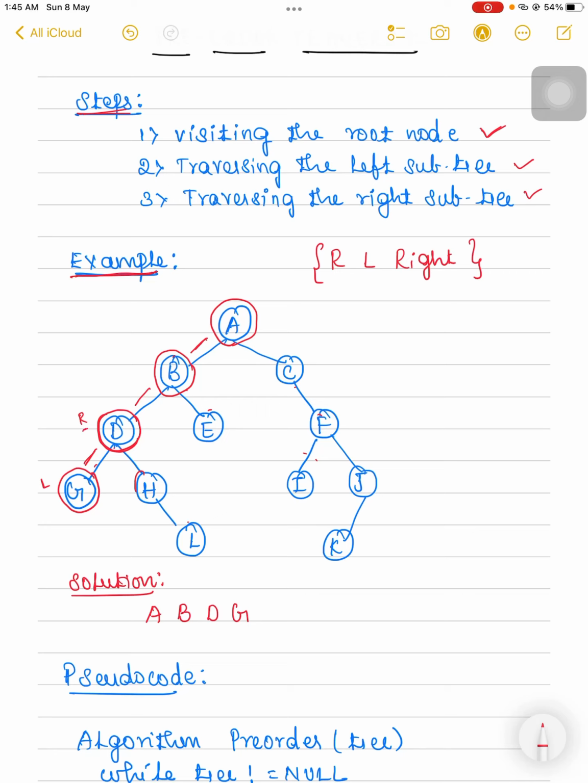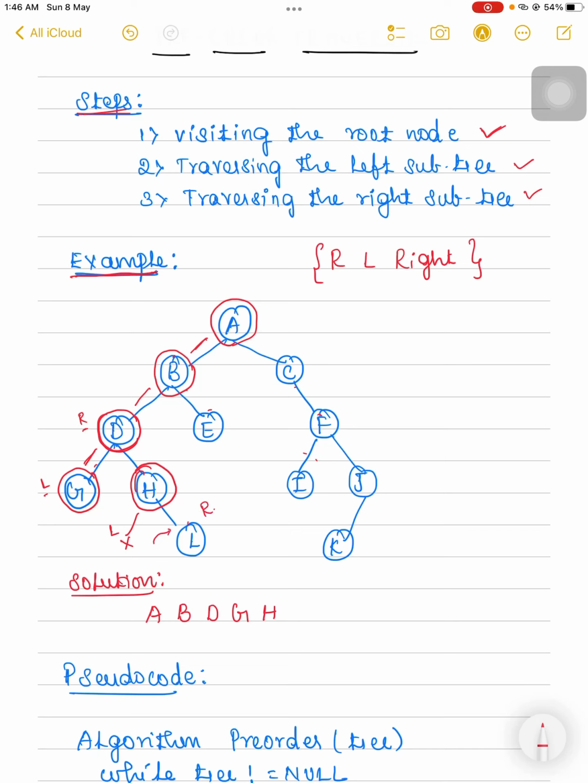After visiting the root as well as the left node, it is supposed to move on to the right subtree. When it moves to the right subtree, the very first node is H. When we check H again, H is acting as a root node for the node L. So the node H will be visited. After visiting the root node, it is supposed to move on to the left subtree, but there is no left node for the node H, so it will move to the right node. When we check the right node, there is only L.